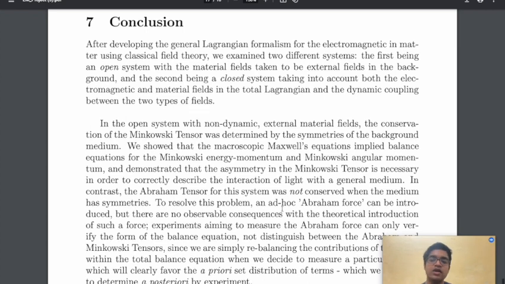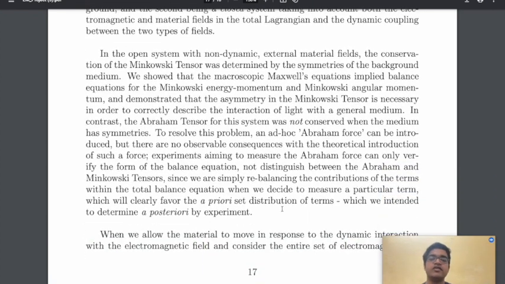Now in the open system, we observed that the Minkowski tensor was a more favorable choice for your electromagnetic field tensor. The energy momentum tensor, sorry. And we showed that even though there is asymmetry in this Minkowski tensor, it is necessary to correctly describe the interaction of light with the general medium.